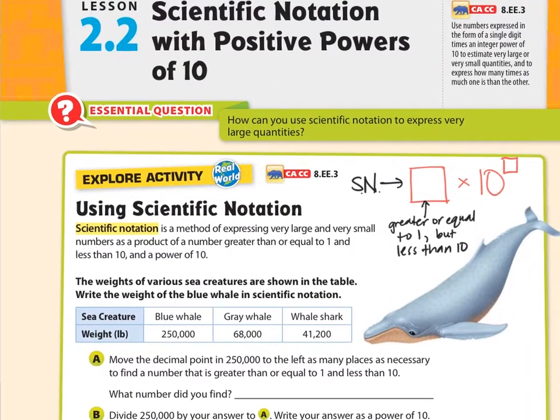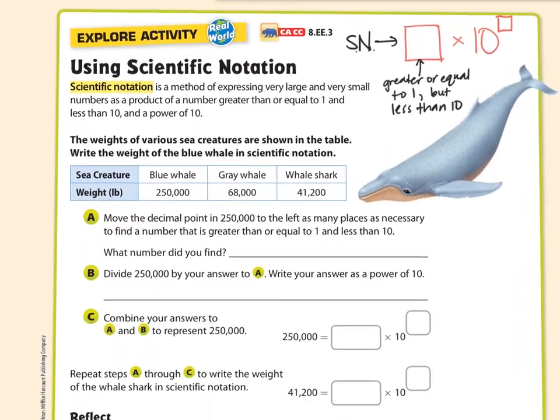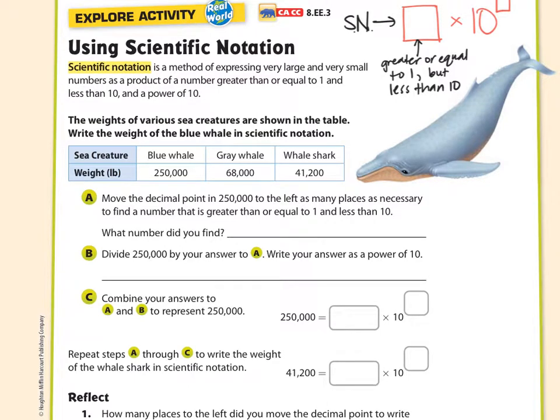So let's look at this example here. The weights of various sea creatures are shown in the table. Write the weight of the blue whale in scientific notation. So here is my table. The blue whale is right here. The weight of the blue whale is 250,000 pounds.